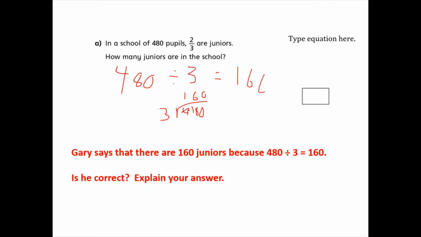Gary says that there are 160 juniors because 480 divided by 3 equals 160. Is he correct? He's not correct because we're not finding a third, we are finding 2/3. So what we need to do is multiply our 160 by 2. So 160 multiplied by 2, excuse my drawing again, and our answer there: 2 times 16 is 32, but it's 2 times 160, so it's going to be 320.